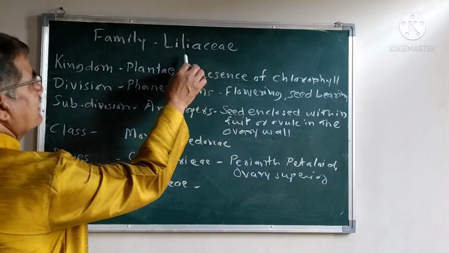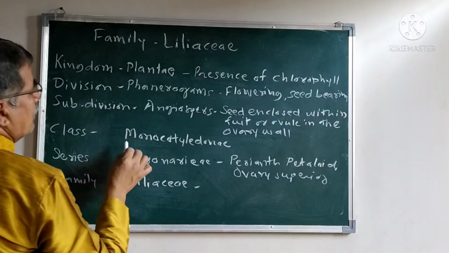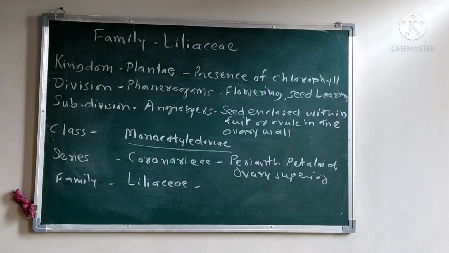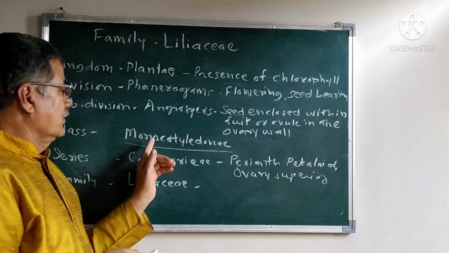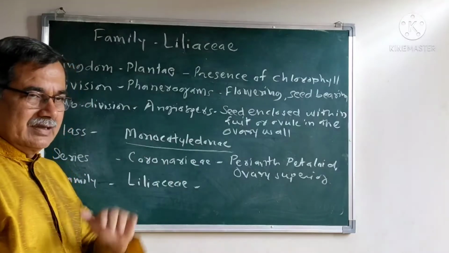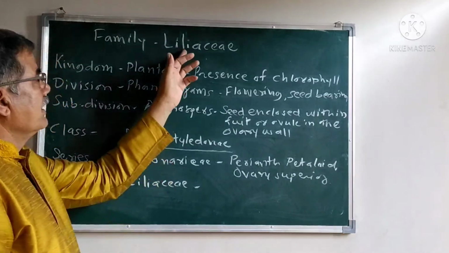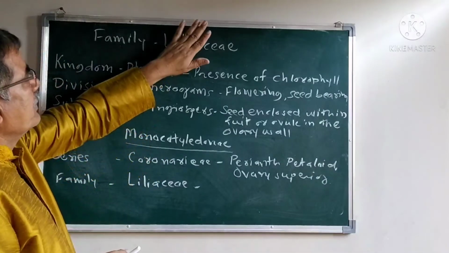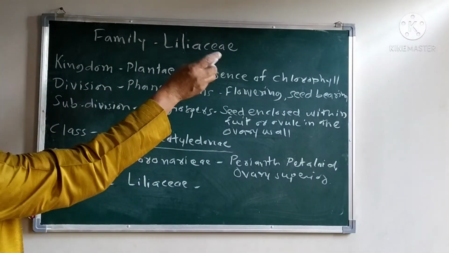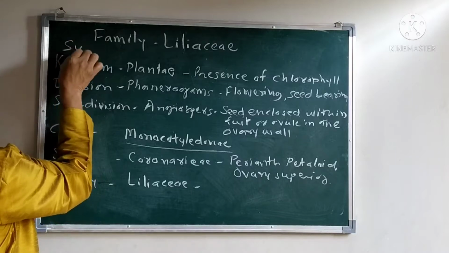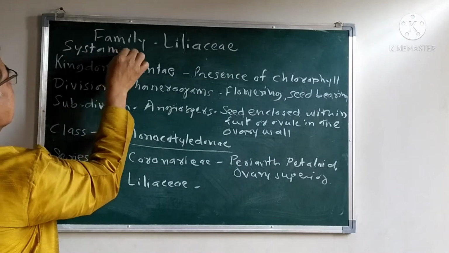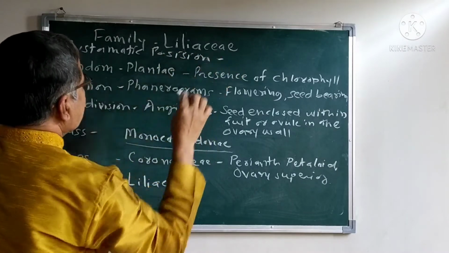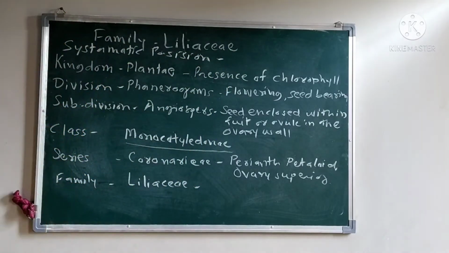But this Liliaceae does not come from the class Dicotyledoni. It comes into the class Monocotyledon. Others are Dicotyledoni, but Liliaceae comes from the class Monocotyledon. First, we are going to study the systematic position. It is also known as the classification of the family.